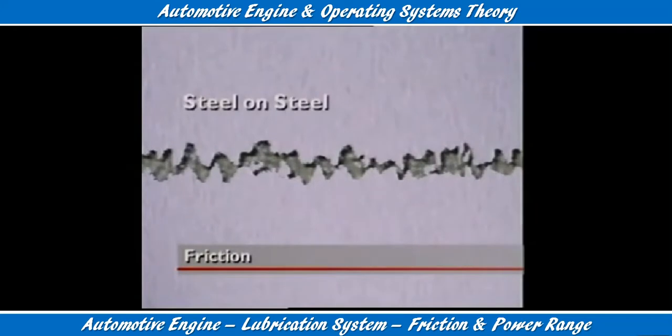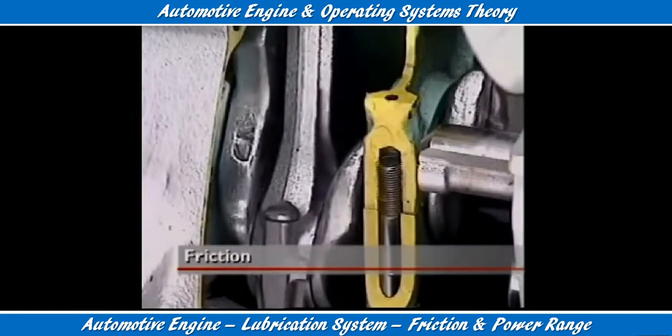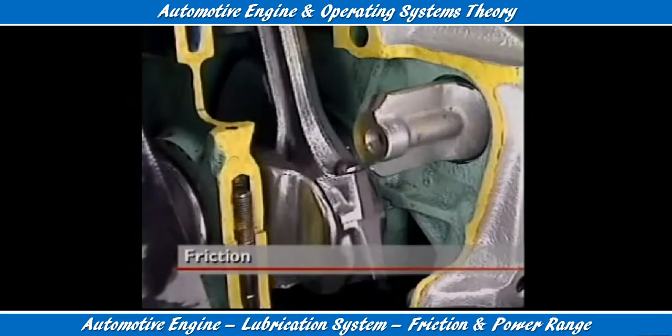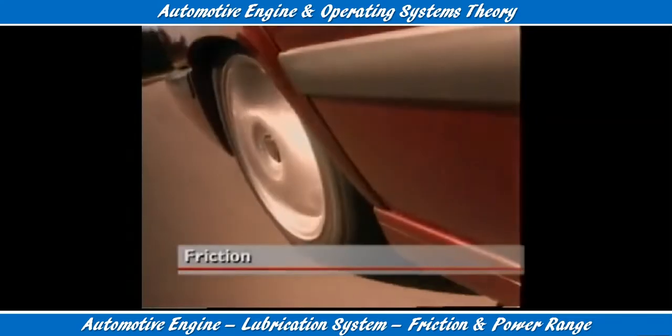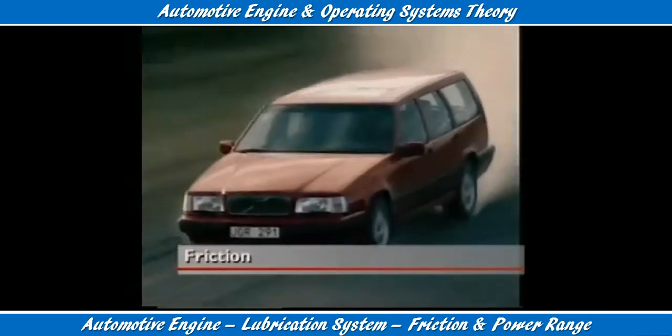Friction is always measured for pairs of surfaces using what is called a coefficient of friction. A low coefficient of friction for a pair of surfaces means they can move easily over each other. A high coefficient of friction for a pair of surfaces means they cannot move easily over each other.